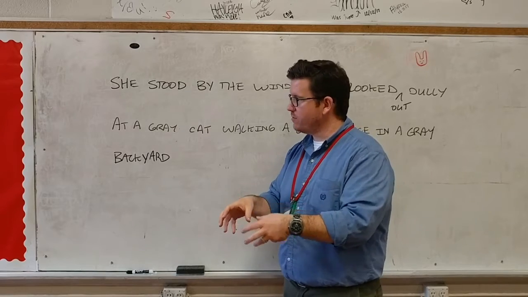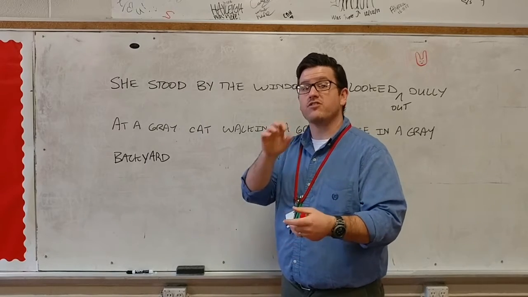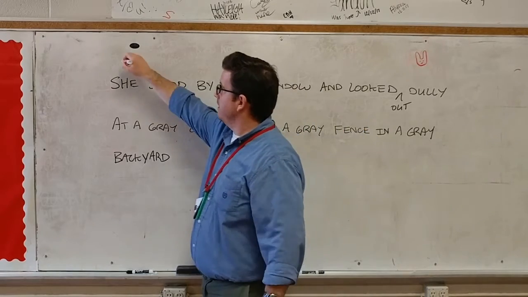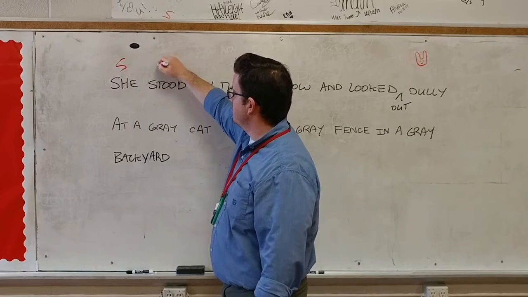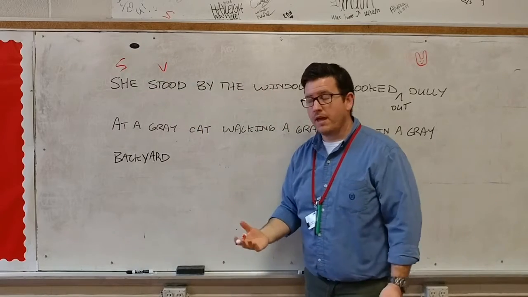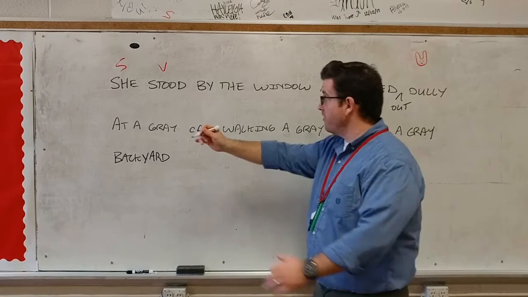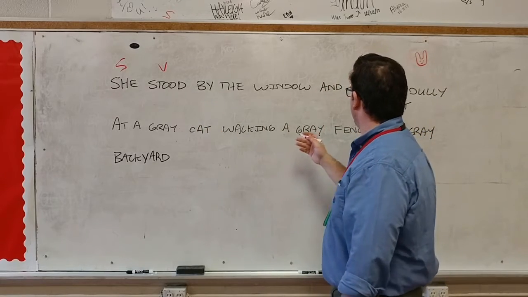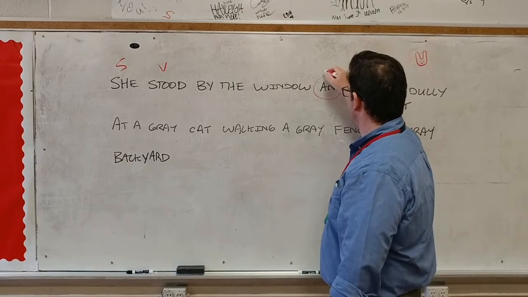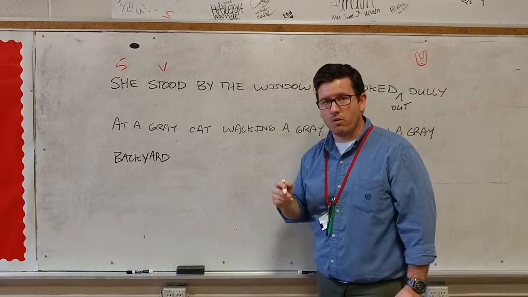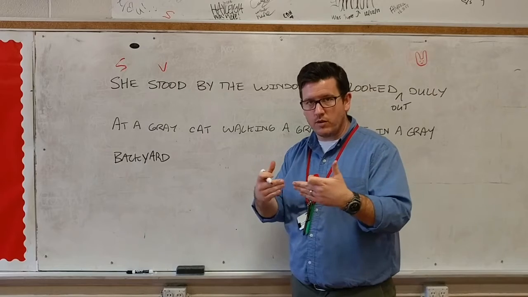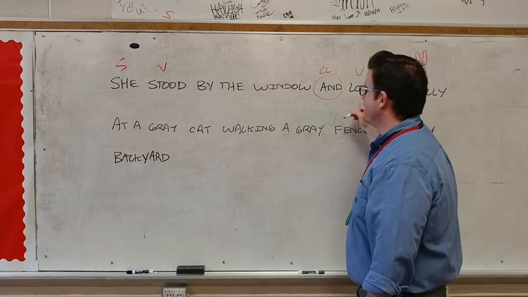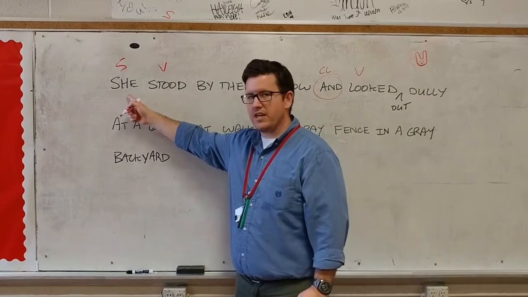Look at your Tuesday's DGP and find the subjects and verbs. From Tuesday, we talked about she is a subject and stood is a verb. And that's it. Everything else is something besides the subject and verb. Now, I do have this and here, which is a coordinating conjunction. Coordinating conjunctions can connect two independent clauses, but even though this is a verb, it's still connected to she.